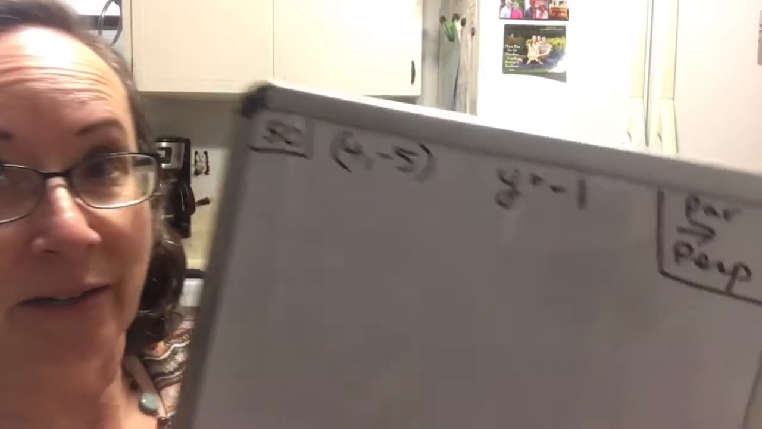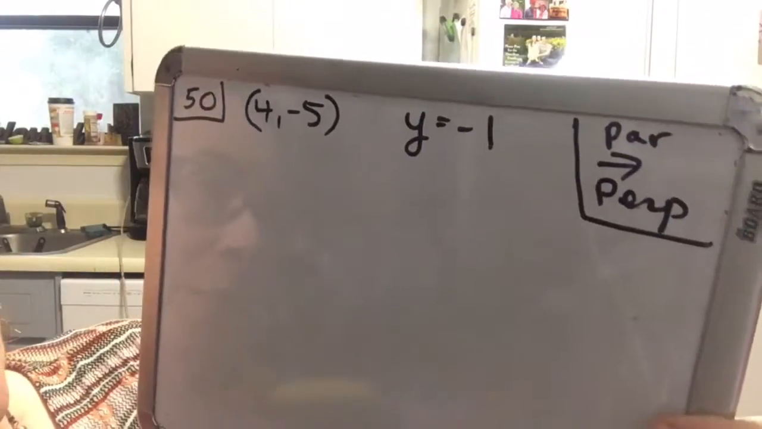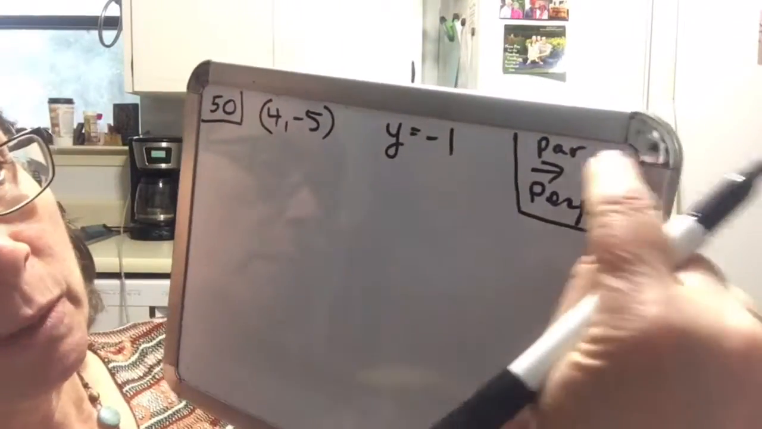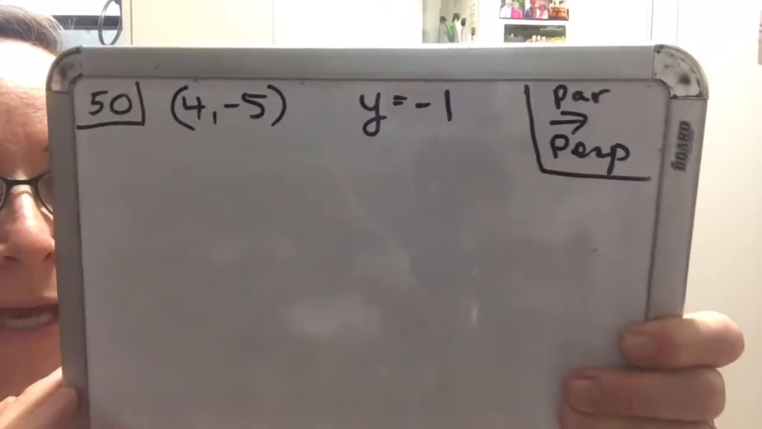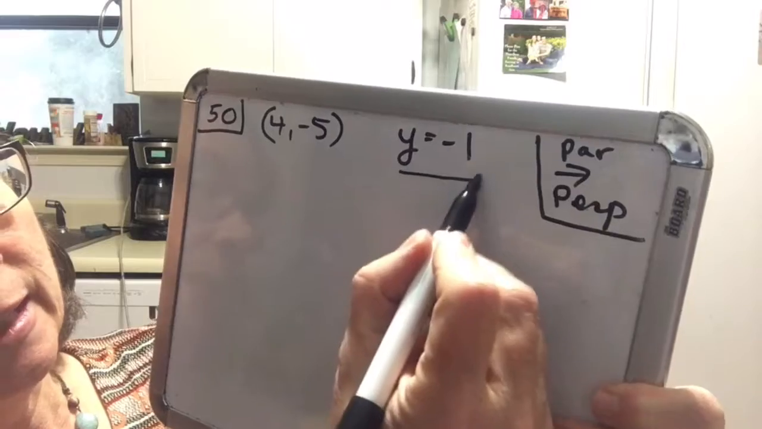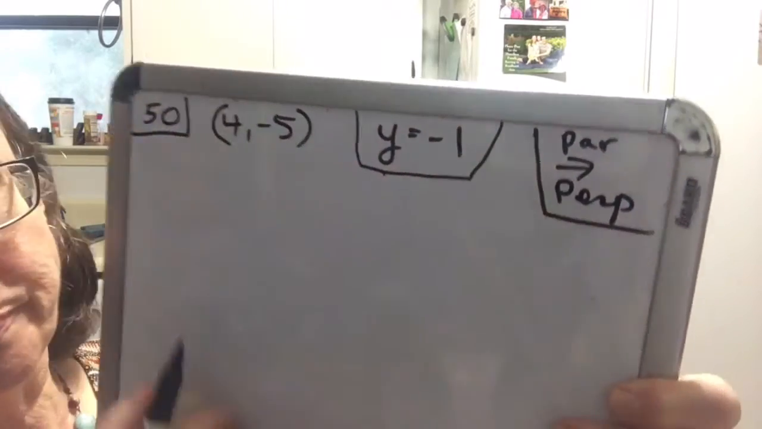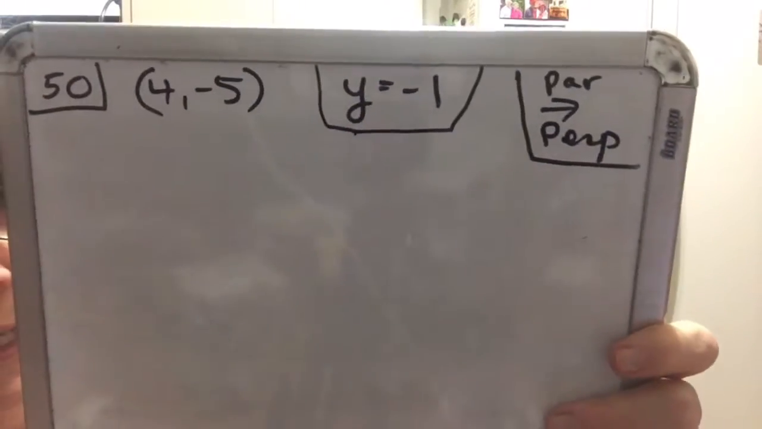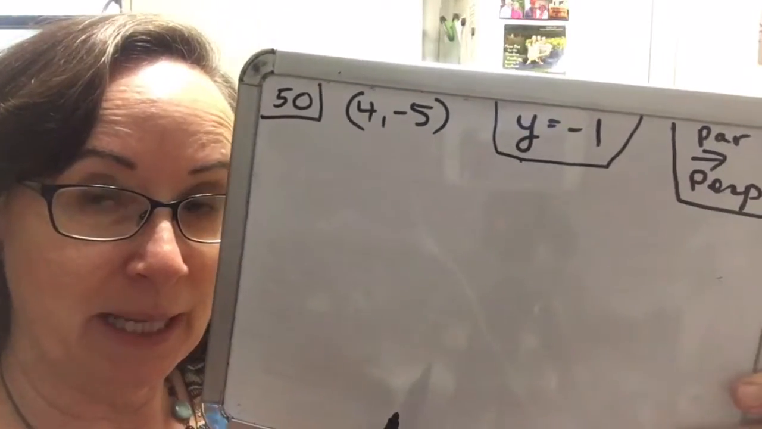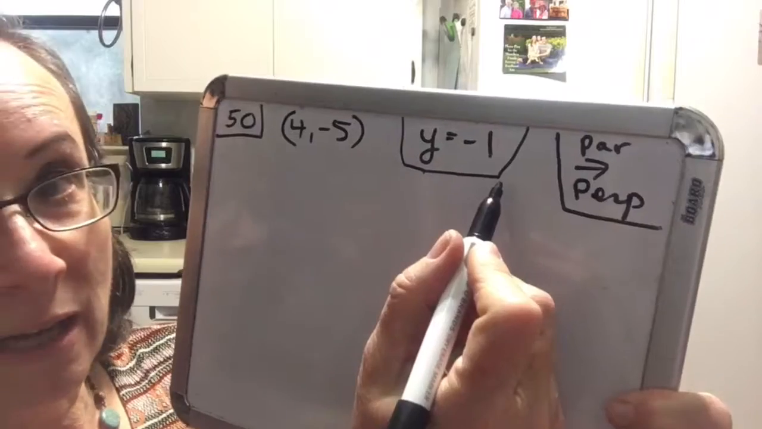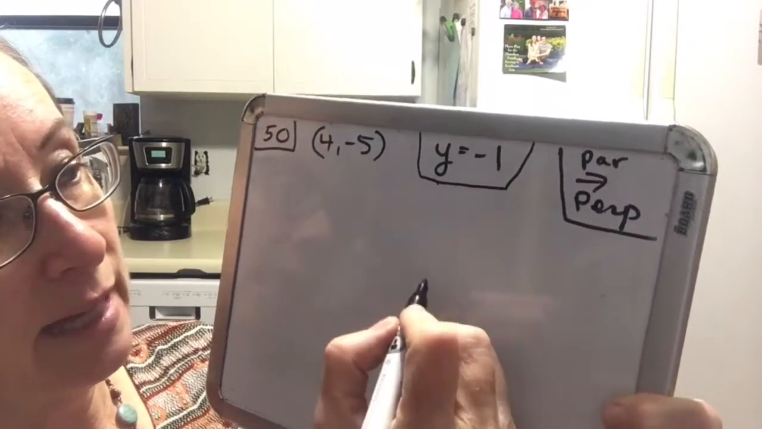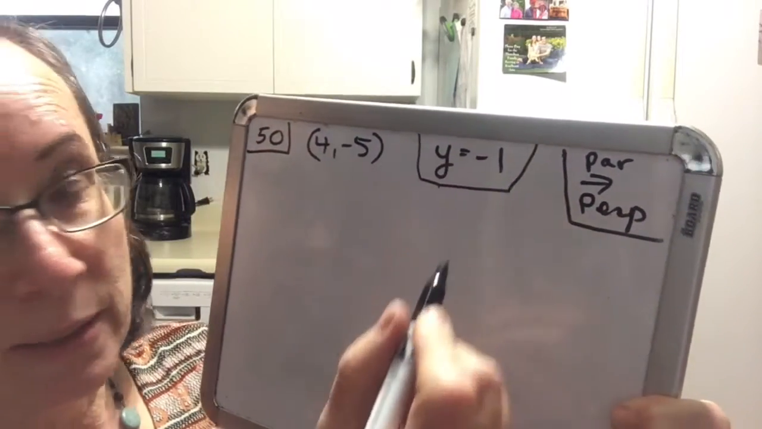So we are starting number 50, and number 50 is another one where we're supposed to find a parallel line and then a perpendicular line. But if you notice that our given line is just a y line, and a y line is going to be horizontal, right? So since this is horizontal already, we know that the slope is 0.